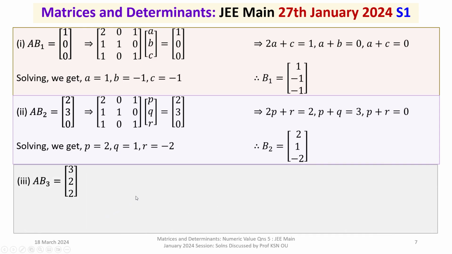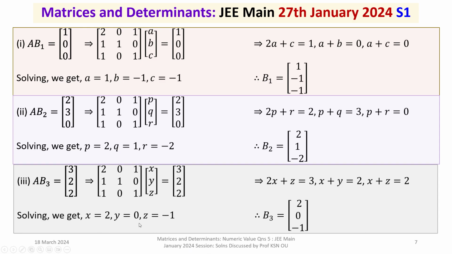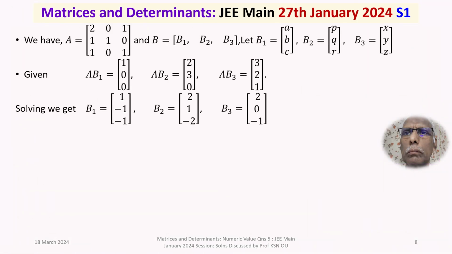In this case also, we do the same thing. B3 is x, y, z, and we write the three equations and solve. We get x is equal to 2, y is equal to 0, z is equal to minus 1. Then B3 will be the column vector 2, 0, minus 1. Thus, we have obtained the column vectors of capital B. Therefore, we can write down the matrix capital B. Right. We write down capital B.